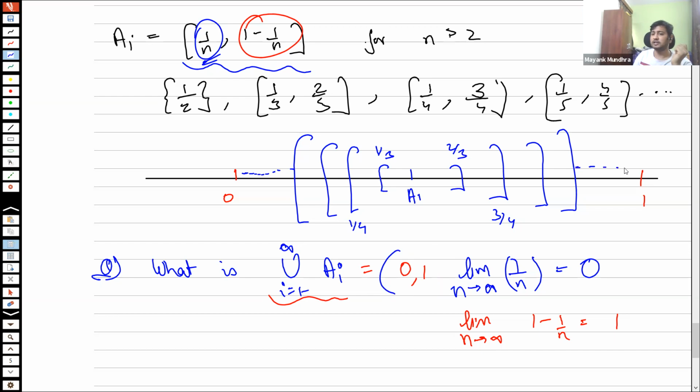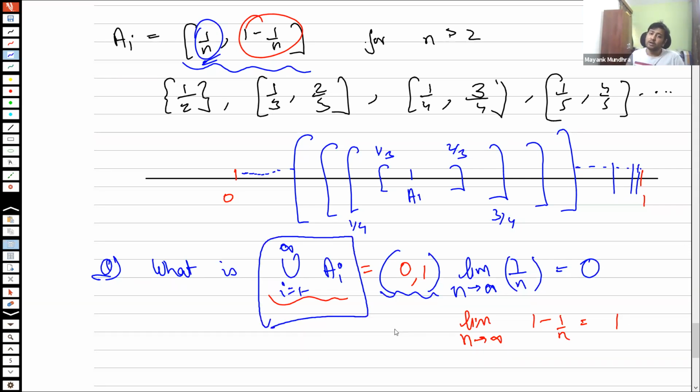Same happens to the right. The right boundary keeps getting closer and closer. It will reach 0.9, it will reach 0.99, it will reach 0.999 and so on. It will reach every point before 1. So every point before 1 is going to be contained in some set here, but 1 is not going to be contained in anything. So this infinite union is the open set (0, 1). So you have an example of an infinite union of closed sets which gives the final set as open.